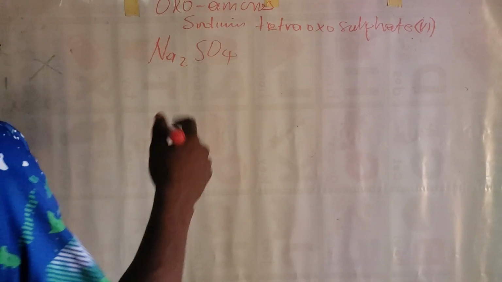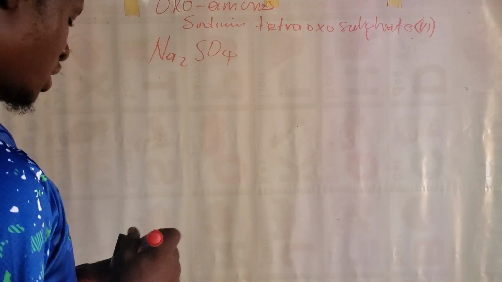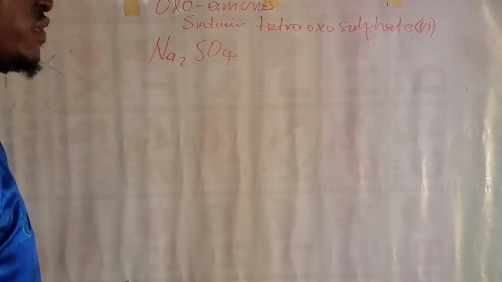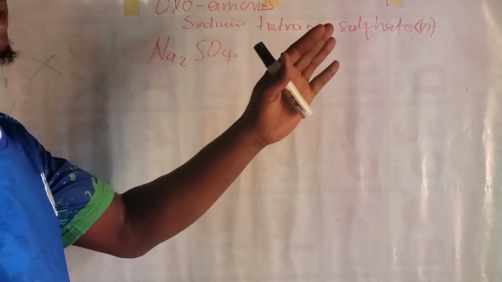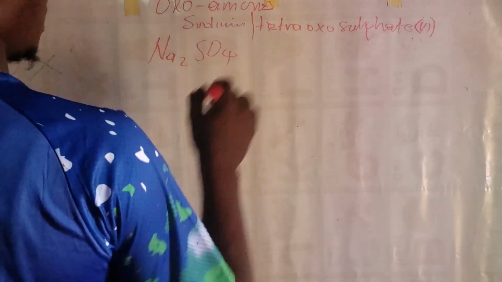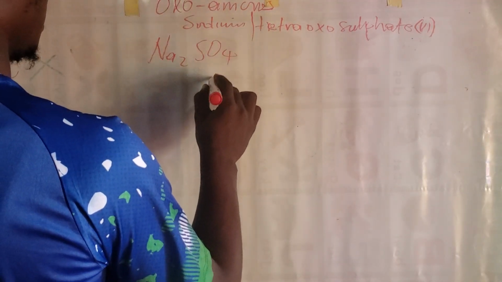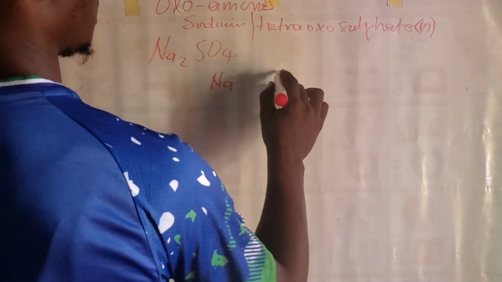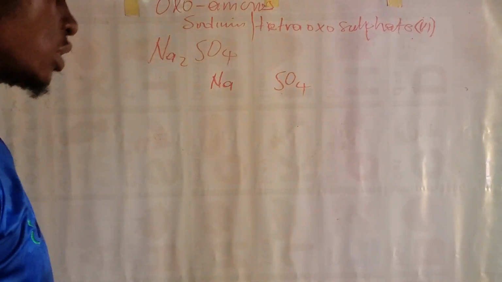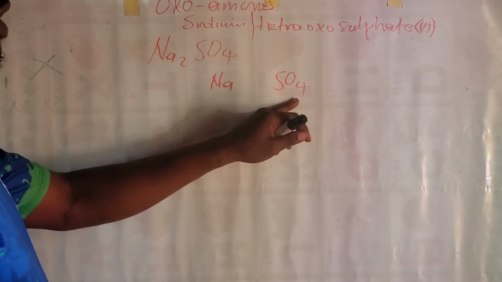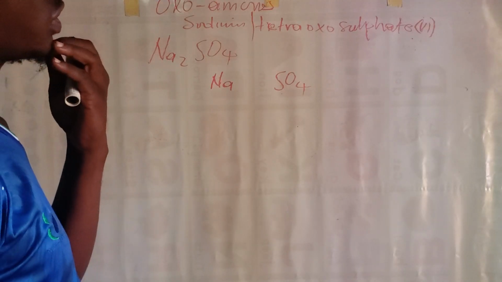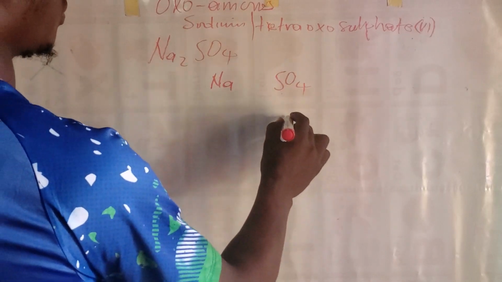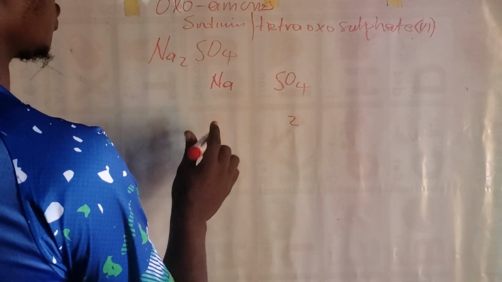Now you first of all identify the element. Of course, in this case we have two parts. We have the metal part, we have the radical part. We divide this into two. The sodium, you have Na. The tetraoxosulfate 6 is SO4, because you have 4 atoms of oxygen in this case and 1 atom of sulfur. So the valency for this radical is 2, and the valency for this sodium is 1.